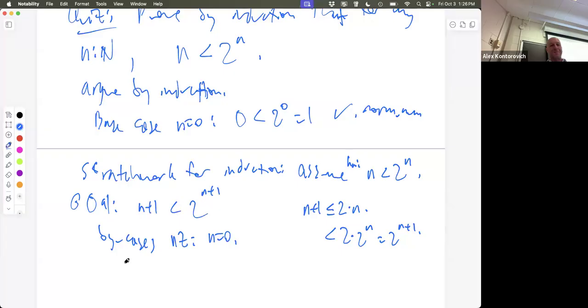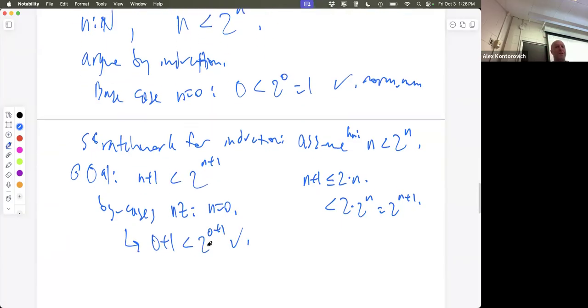If n is equal to 0, then I'm looking at 0 plus 1 is less than 2 to the 0 plus 1. That's just norm num again. 1 is strictly less than 2. And otherwise, we need something that says n is not equal to 0 implies n is at least 1. And if n is at least 1, then you can show this just by linear arithmetic. And then by the induction hypothesis, you get this, and then you're done.